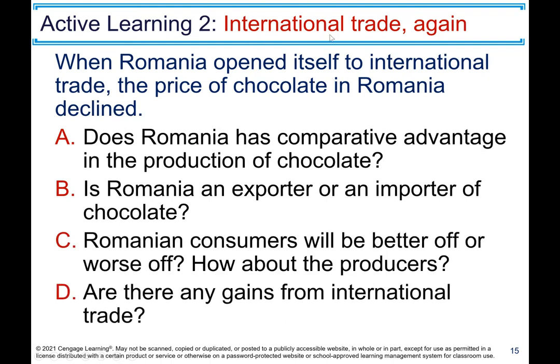Active learning two, international trade. Again, when Romania opened itself to international trade, the price of chocolate in Romania declined. Does Romania have comparative advantage in the production of chocolate? Is Romania an exporter or an importer of chocolate? Number C, will Romanian consumers be better off or worse off? How about the producers? Number D, are there any gains from international trade?